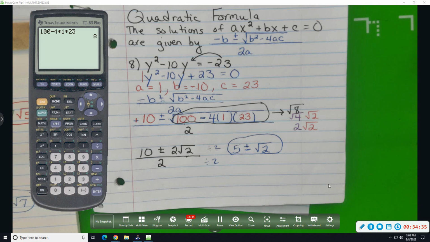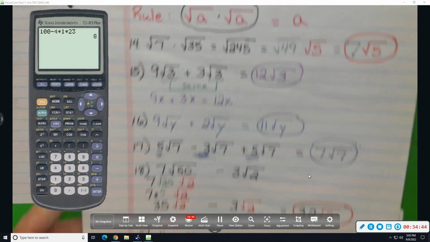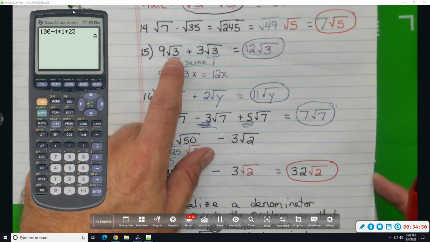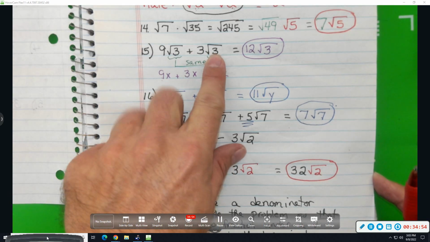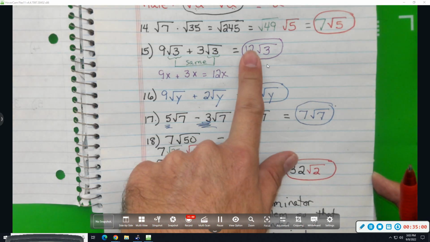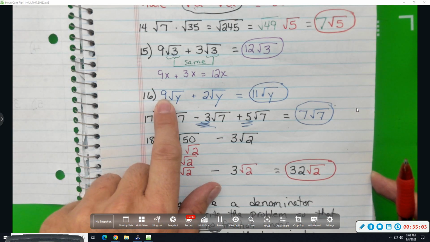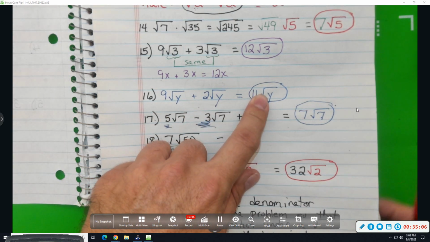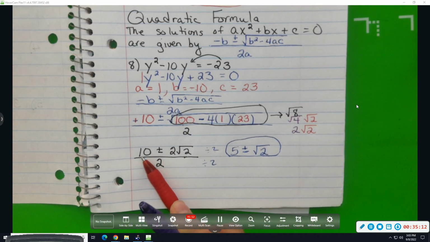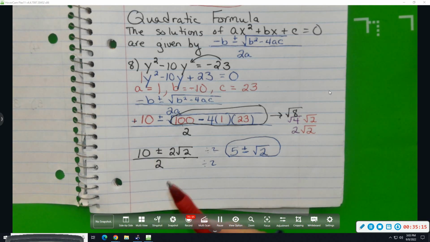Now, if there's an i in the answer, then I'm going to do that separating like we did in the second lesson. But going back to what we were doing last week on that first day, if you're going to add or subtract square roots, they've got to have the same square root. Like 9 square root of 3 plus 3 square root of 3 is 12 square root of 3. 9 square root of y plus 2 square root of y is 11 square root of y. Why were we not able to add the 10 and the 2? There's not a square root on the 10. Okay. So you type in 5 plus or minus.